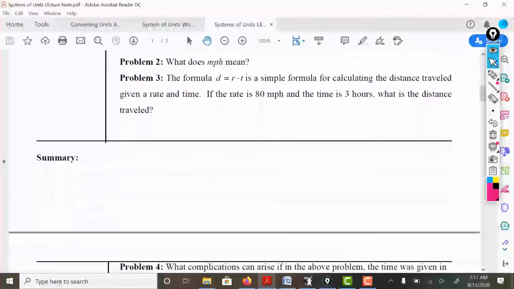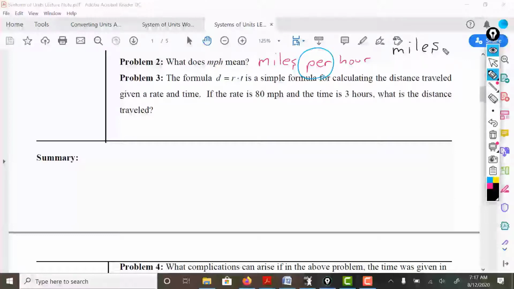So let me ask you this. What does mph mean? I would prefer that you write miles per hour as follows: miles per hour. It means how many miles do you go in 1 hour?